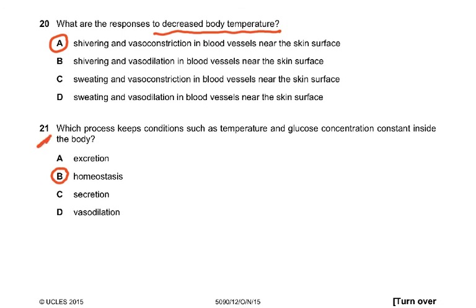Last question, 21. Which process keeps conditions such as temperature and glucose constant inside the body? Homeostasis is the maintenance of a constant internal environment. So it controls temperature and glucose and actually water content of the blood as well. So homeostasis, and that was the answer to this. The others were of course all wrong, but if you didn't know this, it is the maintenance of an internal environment involving temperature, blood glucose, and the blood water content.